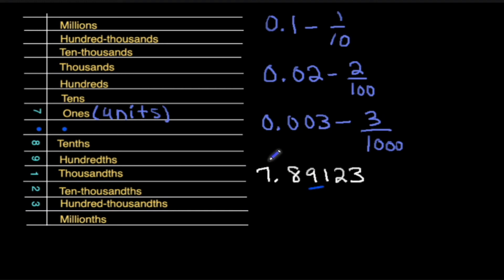Okay, so we know that the 7 is our whole number. And then immediately to the right of the decimal point is 8, which is tenths. And then your 9 is hundredths, right? So since it's two places to the right of the decimal point, it makes it hundredths. So 9 is in the hundredths place. So this is also expressed as 9 hundredths, right? Or 9 over 100.